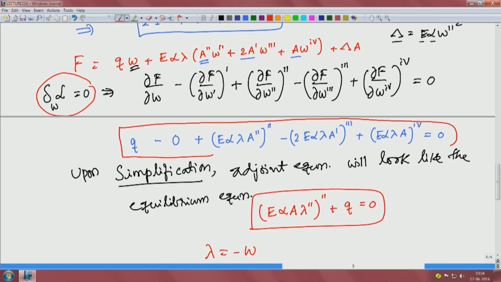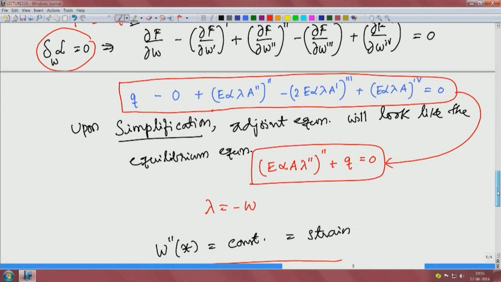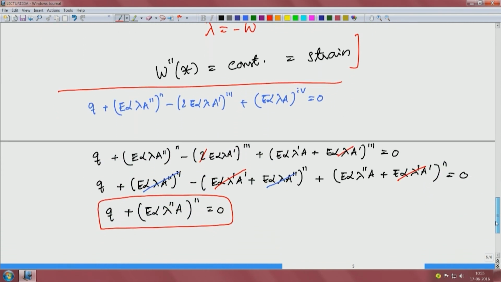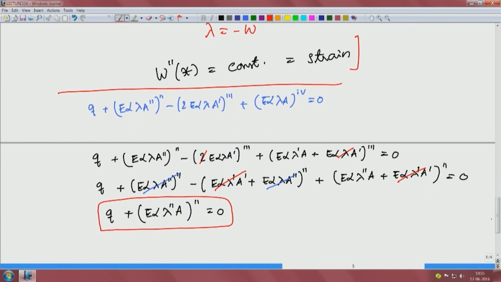And then we said that if you simplify, you will get to this, which leads us to the conclusion that lambda equal to minus W. That leads to a very interesting optimality criterion, that strain is uniform and hence stress is uniform and hence strain energy density is uniform. The simplification which I have done here, which I hope you did after the previous half of the lecture.